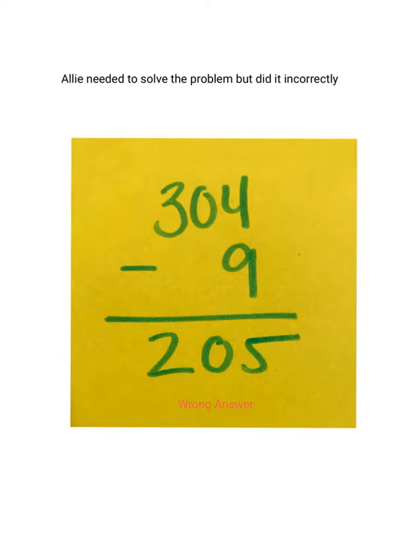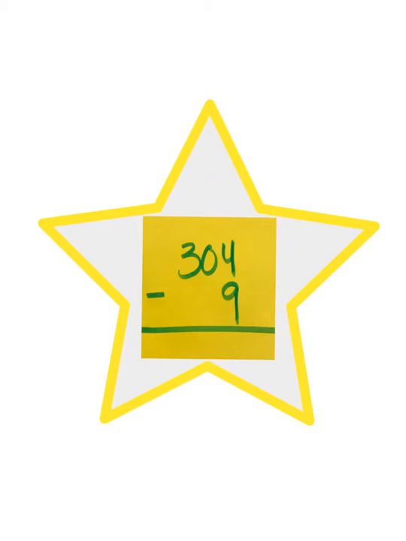Allie needed to solve the problem, but did it incorrectly. 304 minus 9 is not 205. Let's figure out what Allie did wrong. First, Allie took 4 minus 9 in the ones place and realized she couldn't do that. She went over to the tens place where there's a 0, recognized she couldn't borrow or expand off of the 0, so she moved to the hundreds place and made this a 2.